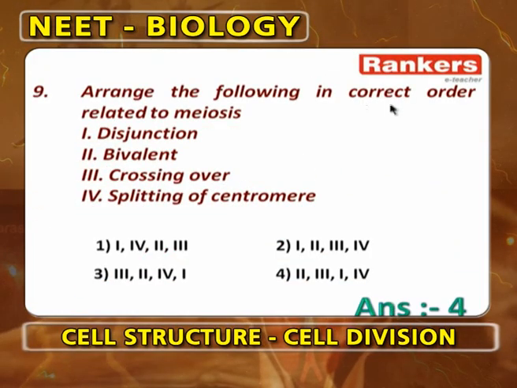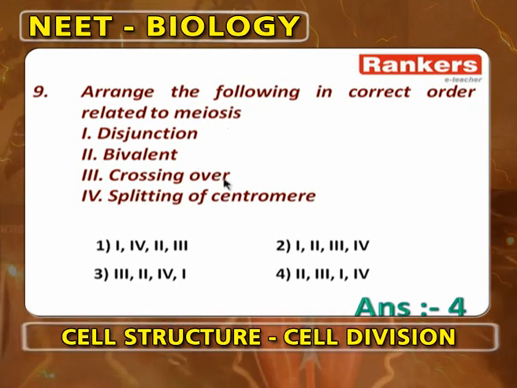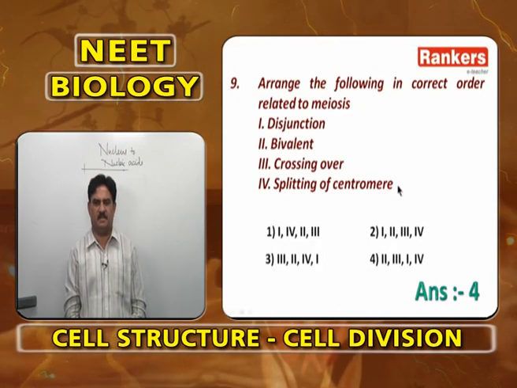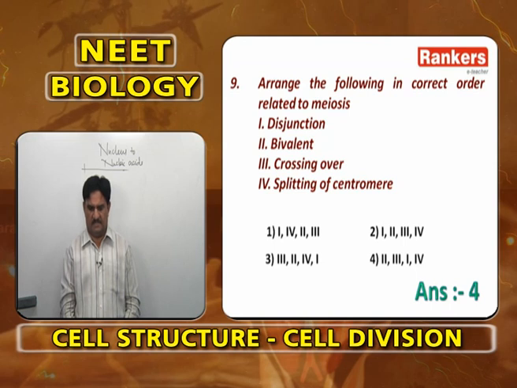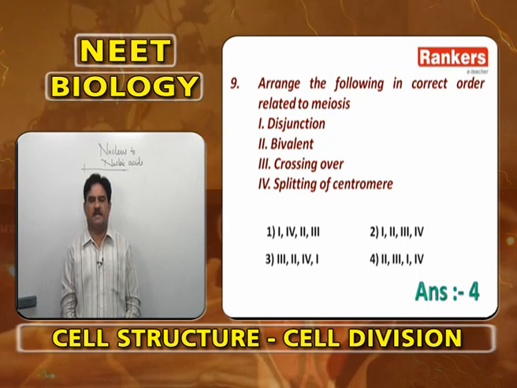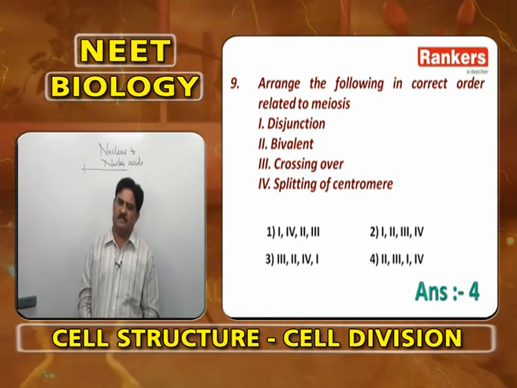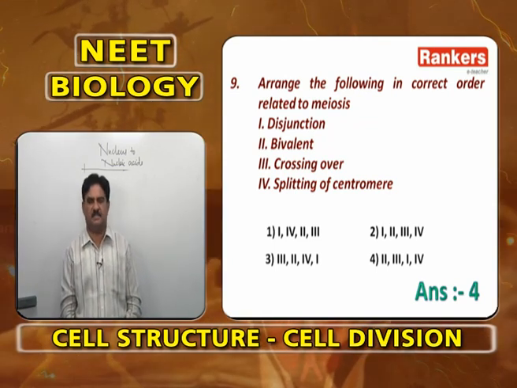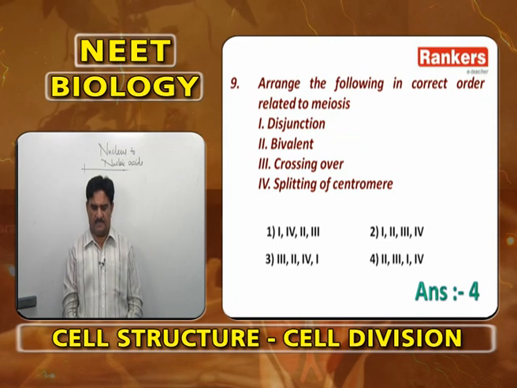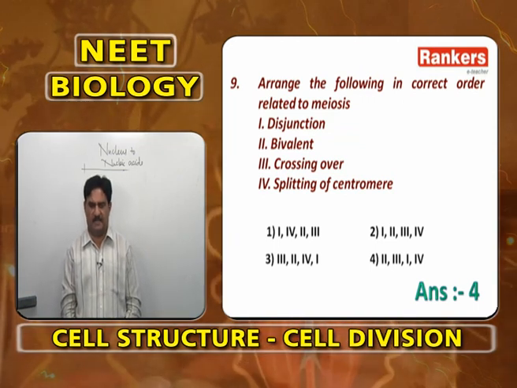Arrange the following in correct order related to meiosis: disjunction, bivalent, crossing over, splitting of centromere. Here first is bivalent, because it occurs during zygotene by synapsis. Next is crossing over, because after the formation of bivalents only crossing over takes place. Next is disjunction, which occurs in anaphase 1. Finally, splitting of centromere, which occurs in anaphase 2.